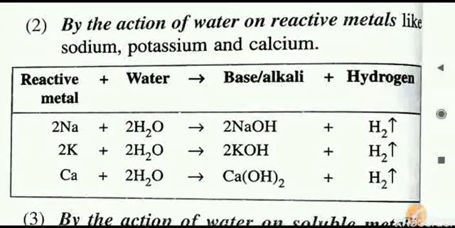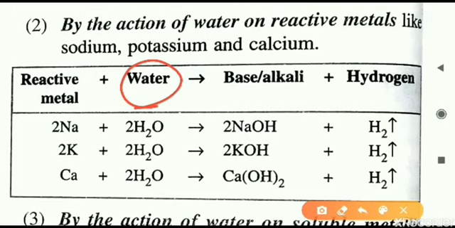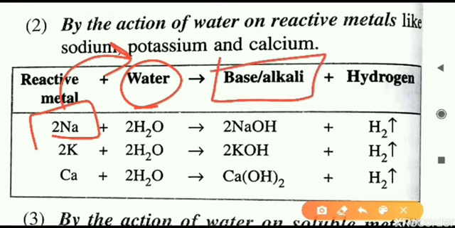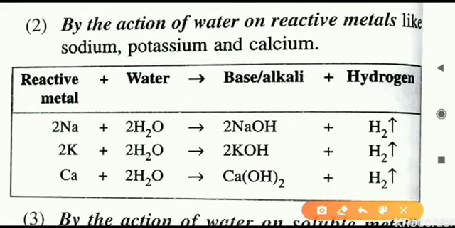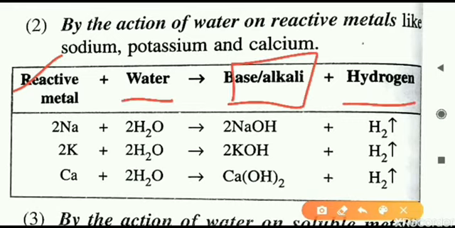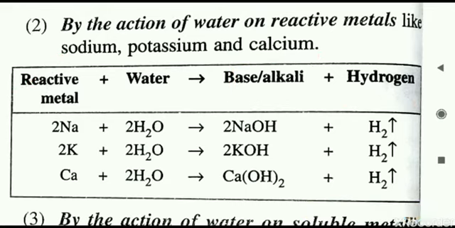Next, now by the action of water, this is what we are doing. We are adding water to the metal. This metal is reacted with water. On the reaction of water with this active metal, what will we get? We will get a base or alkali, that is, a soluble base. The water soluble bases can be formed by this method because they are soluble in water. Apart from this, hydrogen gas will form. So the general equation says: active metal plus water gives a soluble base and hydrogen gas. So this is another method to prepare hydrogen gas also.